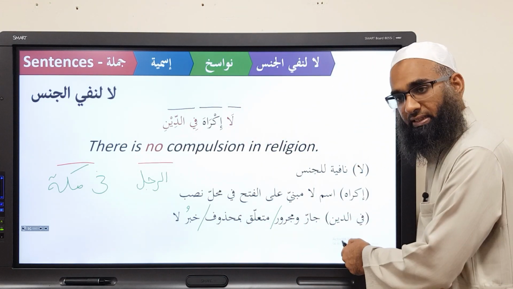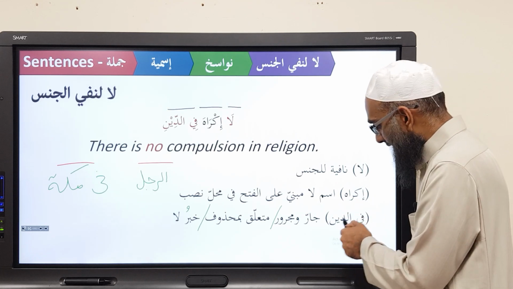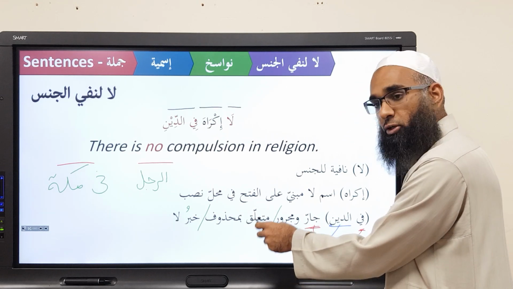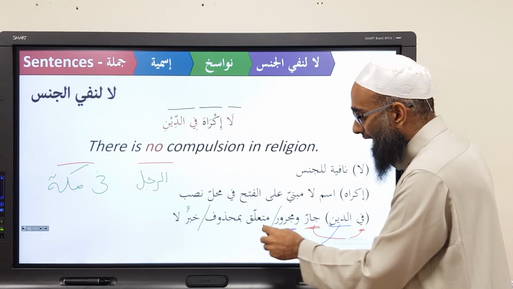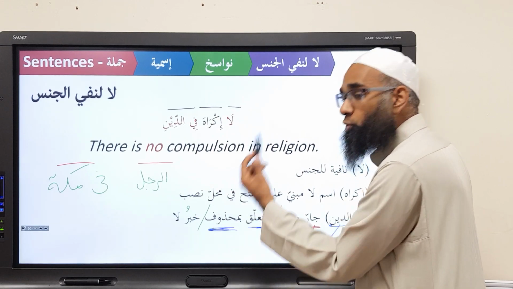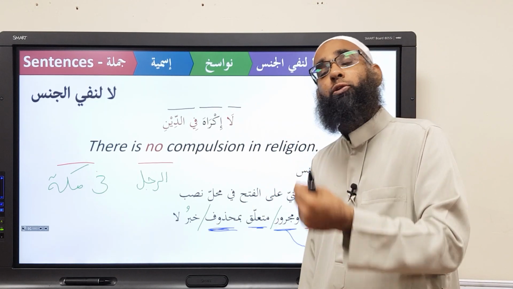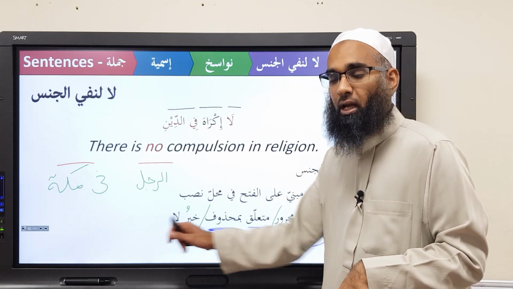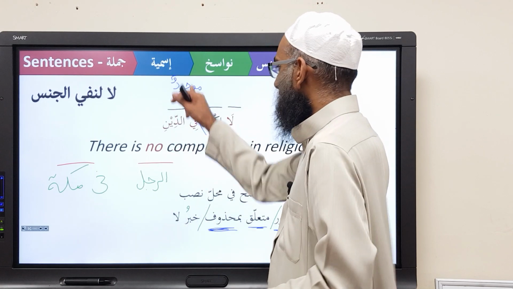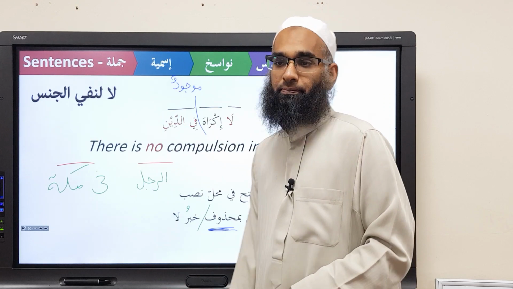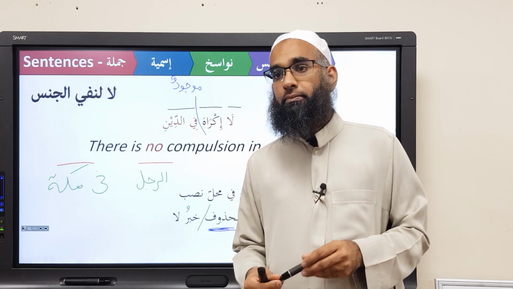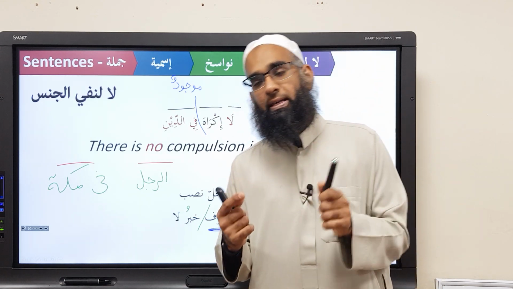So fiddin, la ikraha fiddin. There's no force in religion. So fiddin, what's fi? Fi is jar. What's deen? And the jar majroor, like in jumla fi'liya, it links. What is it linked to? It's muta'alliq. Can you see anything in muta'alliq? No. Muta'alliqun bi mahzufin. It's linked and joined to something hidden, which is the khabar of la. So basically say la ikraha mawjudun. There's no ikrah present in religion. That's the khabar which is hidden, and the muta'alliq is to the khabar. Does that make sense? Yes? You follow me?